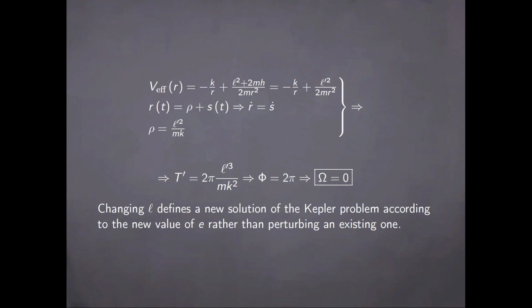So there is no observable precession of the ellipse, and this is due to the fact that changing the angular momentum simply defines a new solution of the Kepler problem according to the new value of the eccentricity, rather than perturbing an existing solution. So it's just a new exact solution of the Kepler problem, having an orbit equation which results in an ellipse, and no precession is involved.